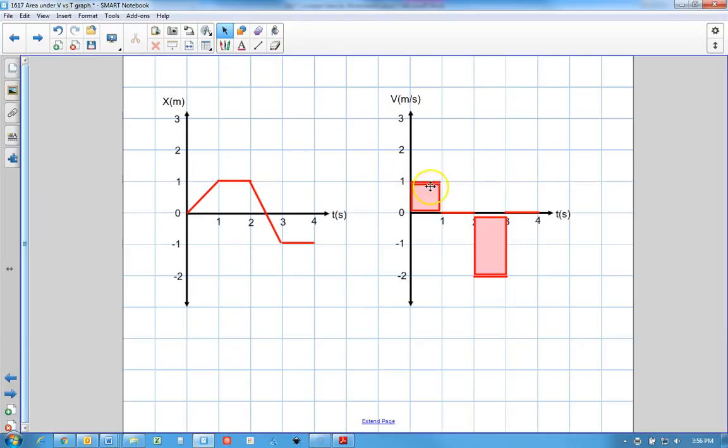So we can see that for this one, since it's 1 meter per second for 1 second, we're going to travel 1 meter. And from 0 to 1 is 1 meter. This is still 1 second, and this is negative 2 meters per second. So this is going to be a displacement of negative 2 meters. And from 1 all the way down here is a displacement of negative 2 meters.